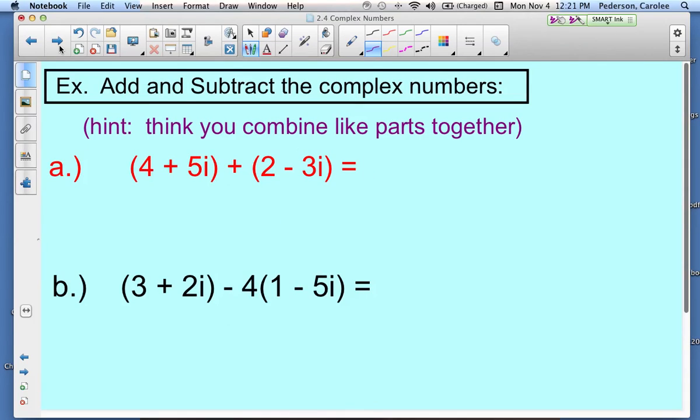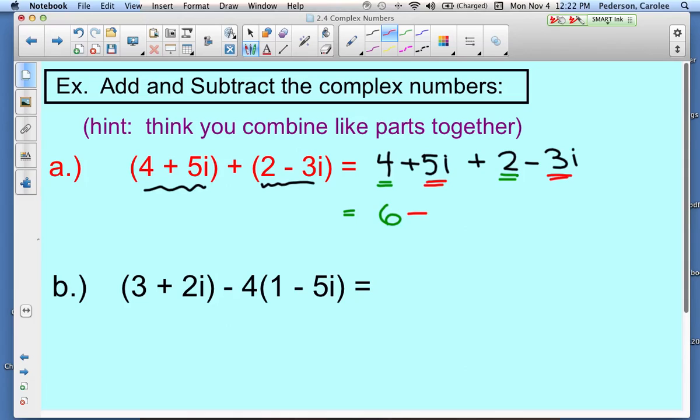Let's go on to adding and subtracting. When you add and subtract complex numbers, you want to combine like parts together. So you're going to combine the real parts together and then the imaginaries. So imagine this is one complex number adding to another complex number. So I have 4 plus 5i. I'm just dropping these parentheses now. Plus 2 minus 3i. Here are the like parts, the real and the real. So 4 plus 2 is 6. And then you have your imaginary. 5i minus 3i becomes 2i. That is now in standard form.